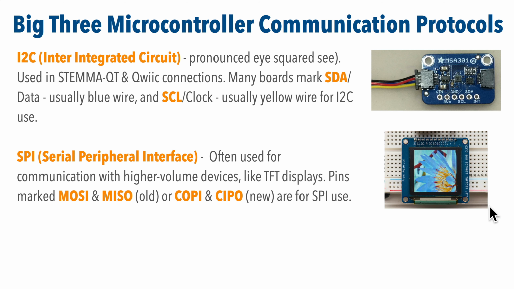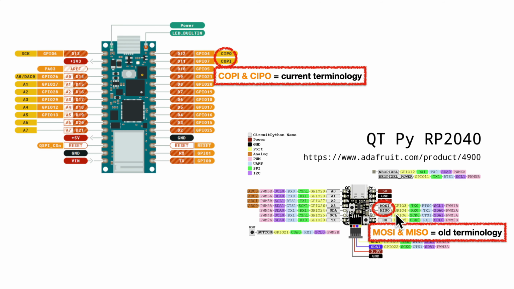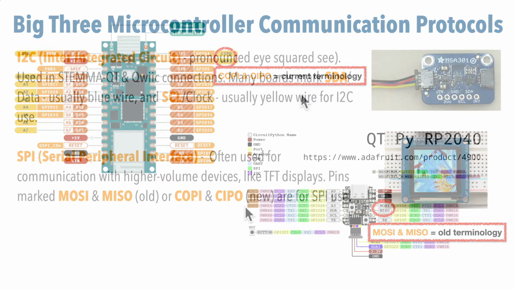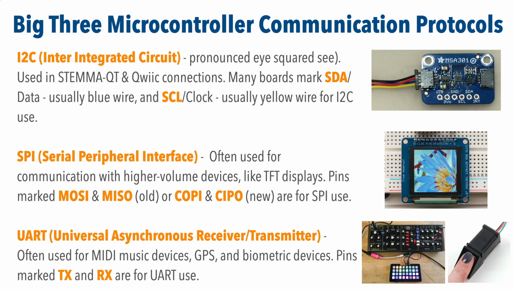Now, some boards and diagrams label pins reserved or recommended for SPI use. These would include MOSI or MISO on older boards. Those are outdated terms, but you'll still see them around a lot. They're being replaced by newer terms, COPI and CIPO, which stand for Controller Out Peripheral In and Controller In Peripheral Out, respectively. There's also another mechanism called UART, which is a type of serial communication.